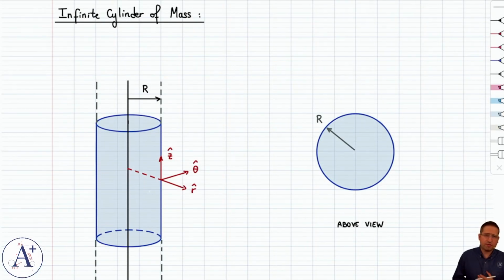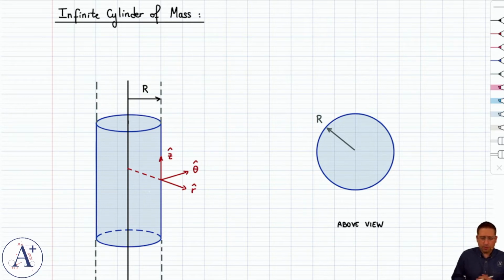We've just gone through the infinite line of mass, and we applied Gauss's theorem to derive its gravitational field. Now let's look at the infinite cylinder of mass. There's a lot of overlap between the previous video and this video, so I'm going to go a little faster on a few things, but of course there are a couple of differences that we need to point out along the way.